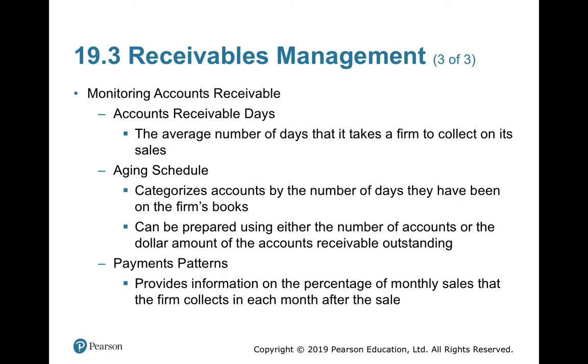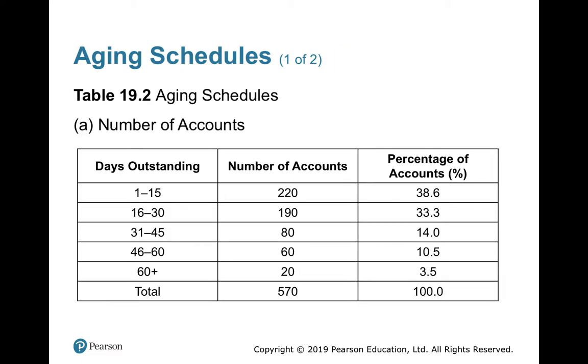Third is payment pattern. That is the percentage of monthly sales that the firm collects in each month after the sale, the amount which is collected next month, the amount which is collected the month after next. You have to see your collection pattern. So let us see how it is done.